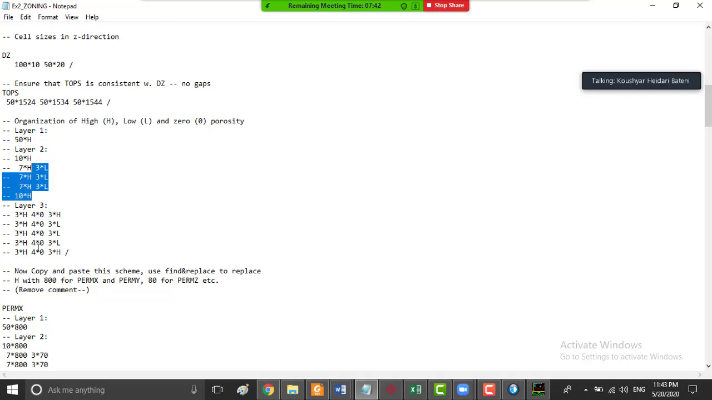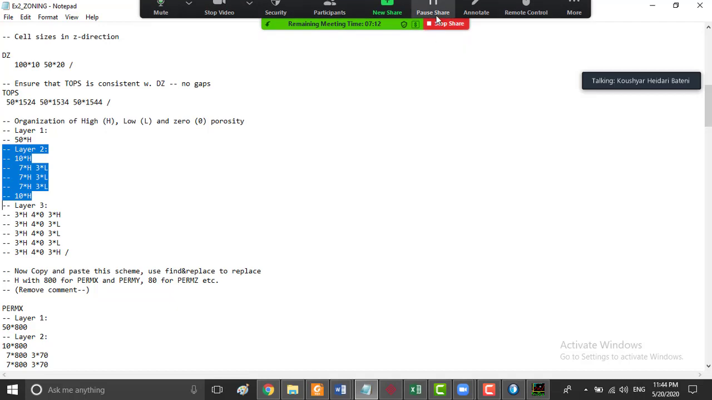So we write something like this: 10 high, 7 high, 3 low, 7 high, 3 low, 7 high, 3 low, 10 high after that, which gives us 50 cells in the second layer. This is the answer. But how do we reach this answer? Let us go back to the flow window. So keep this in mind. With this in mind, let us go back to the flow window.